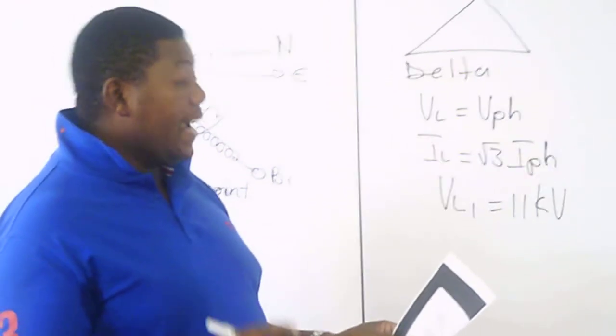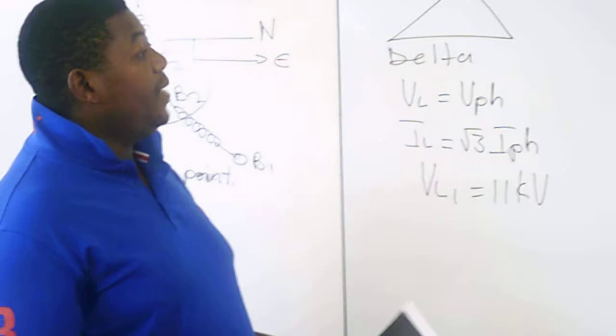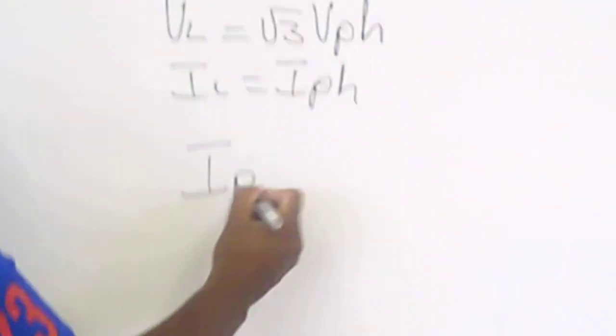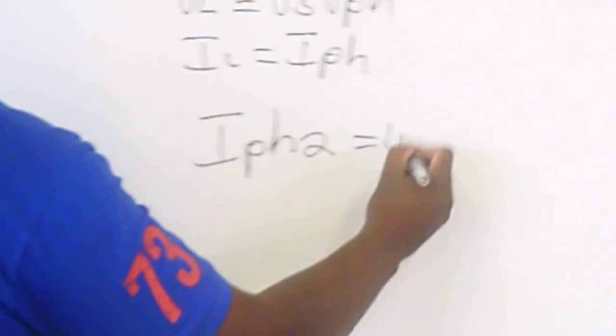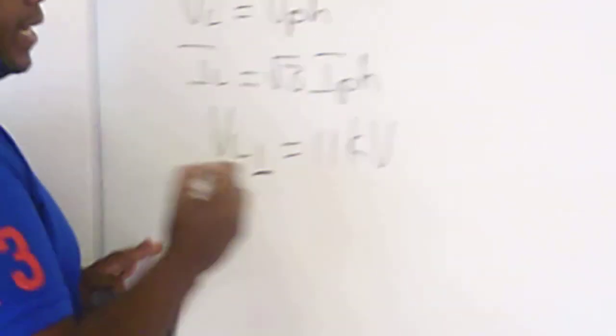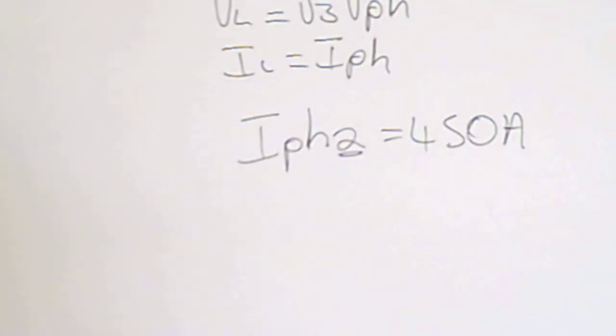And the secondary phase current, you see here, the examiner was specific to mention what type of current is given. We are given here our phase current. So we know that I phase 2 is equal to 450 amps. This is our phase current. We've got the line current, we've got the line voltage, and the phase voltage. Now be careful when you work out your transformer. On the primary side I'm using 1. On the secondary side I'm using 2.